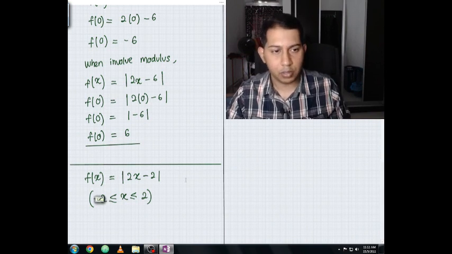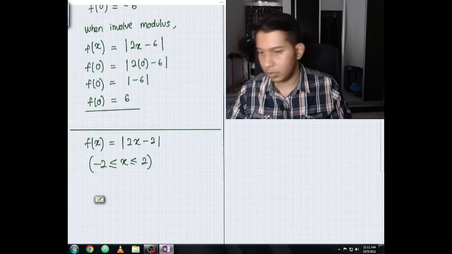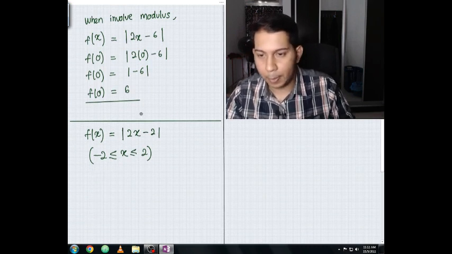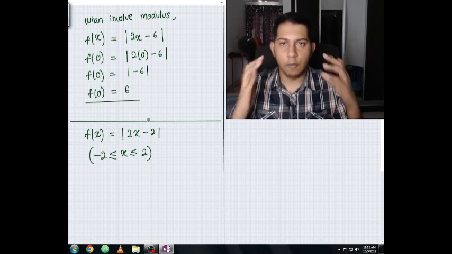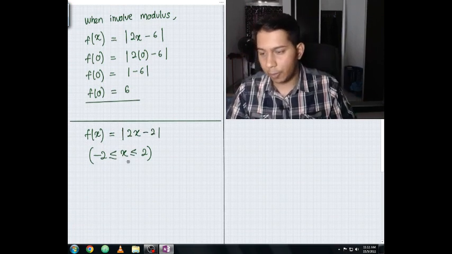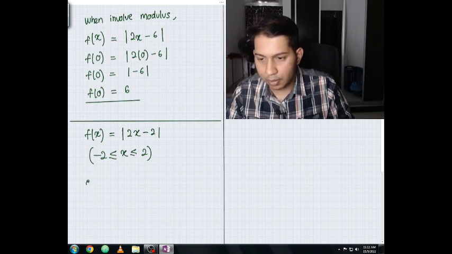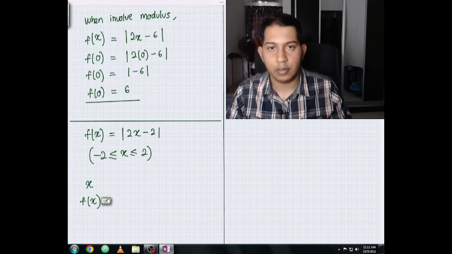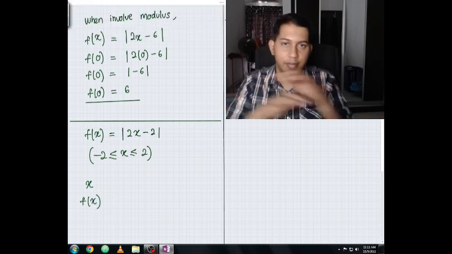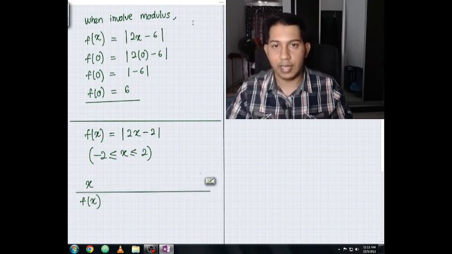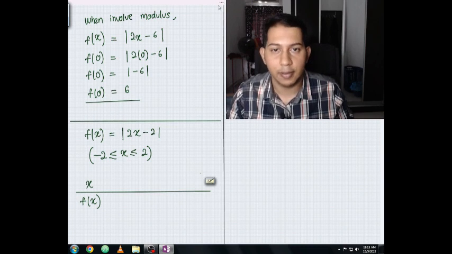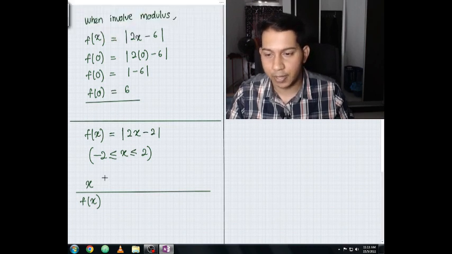So let us proceed. The first step when you see this type of question is to build a table consisting of object and image. Let me make a very simple table. I don't want a fancy table, just a simple one, but when you students are drawing a table, make sure you draw a proper table, guys. I just want to remind you early. So x and f(x).